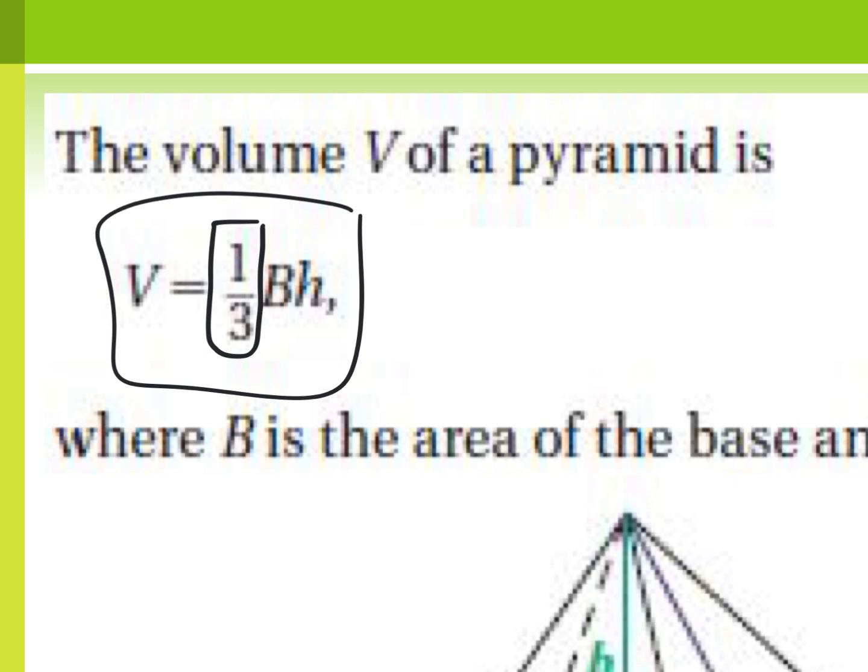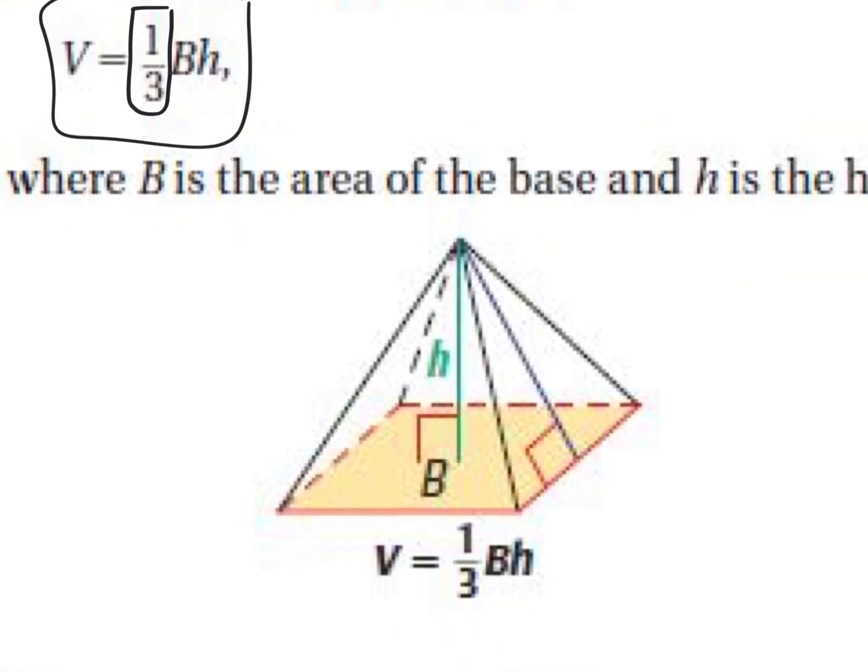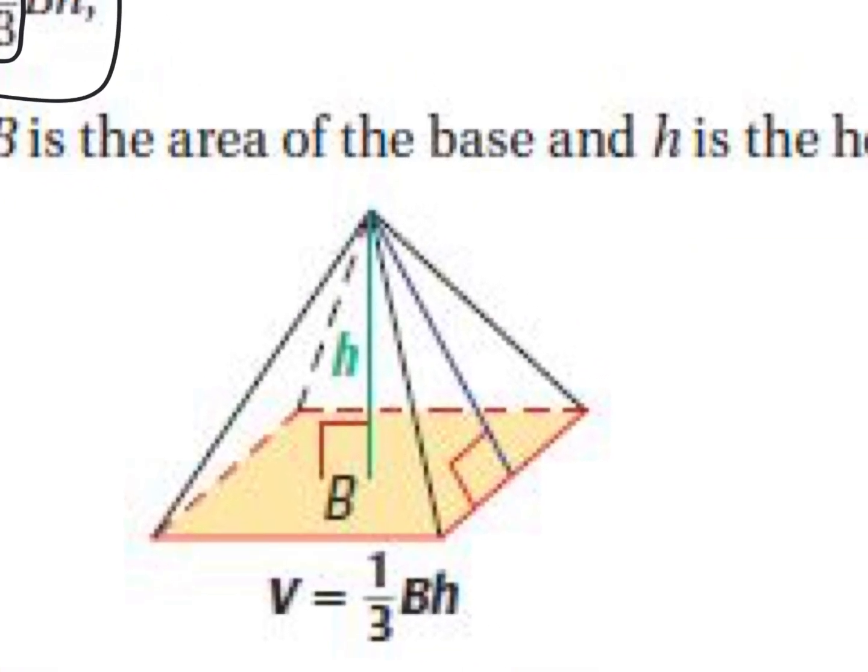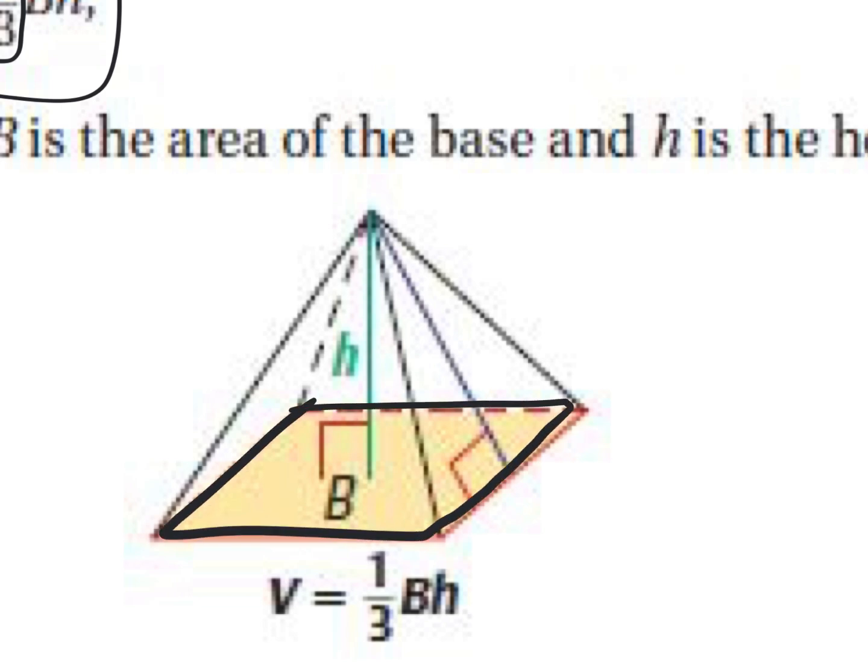1/3 base times height. Now, the base of your figure is the base of your pyramid, and that's area. And then height is the height of your pyramid. How tall does your pyramid go? So if we're looking at this figure, the height is that green line that's perpendicular to the base and goes to the top of your pyramid. And your base, your capital B, is the base down here. It's the area of this rectangle or square, depending on what its dimensions are.